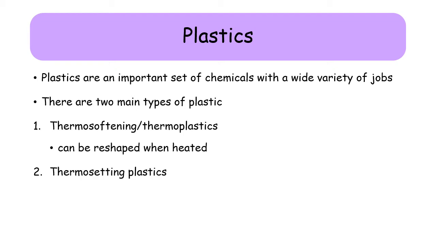The other type of plastic is one that we'd call a thermosetting plastic. Now, a thermosetting plastic, once it's been formed, if you heat it up, you can't really change its shape. So these are your much more sturdy plastics that would be used for things that you want to last a very long time.